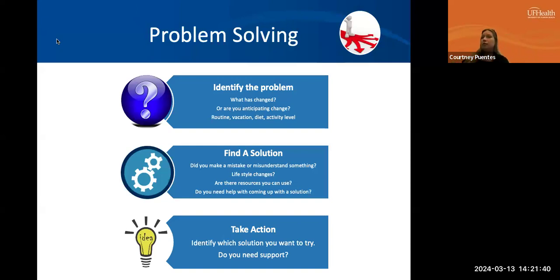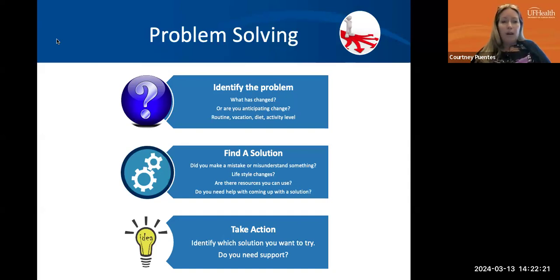So anticipating change. A lot of things with diabetes management are routines: eating, exercising, taking medication. Situations where routines might change include going on vacation. If you were going to go to Disney or something like that, you might be walking more. So you want to make sure you have snacks available on that trip to prevent a low blood sugar, or test more frequently, or make sure you have low blood sugar treatments available. Or you might need a different diet, or holidays are coming up.